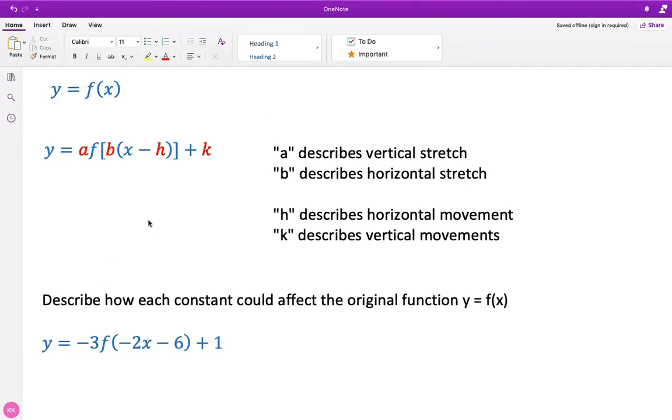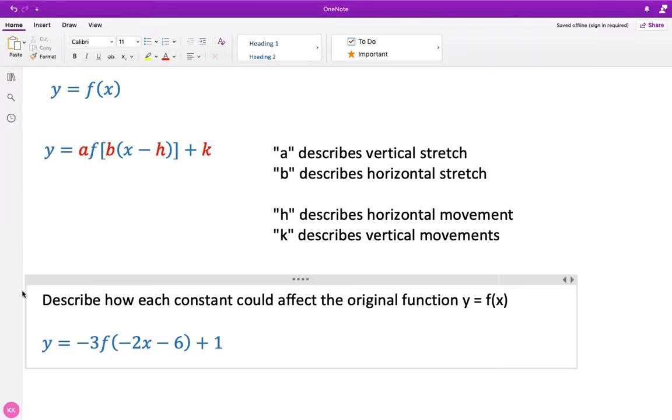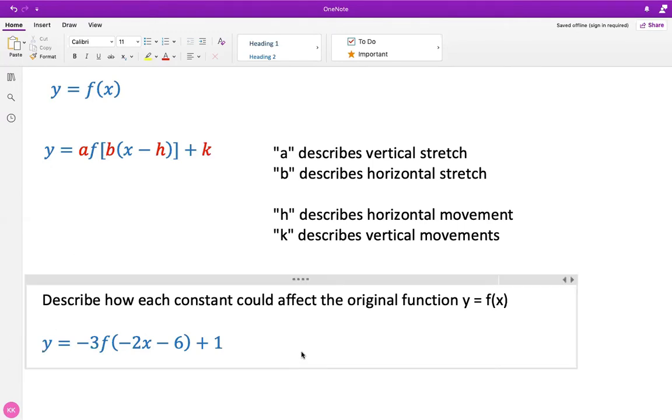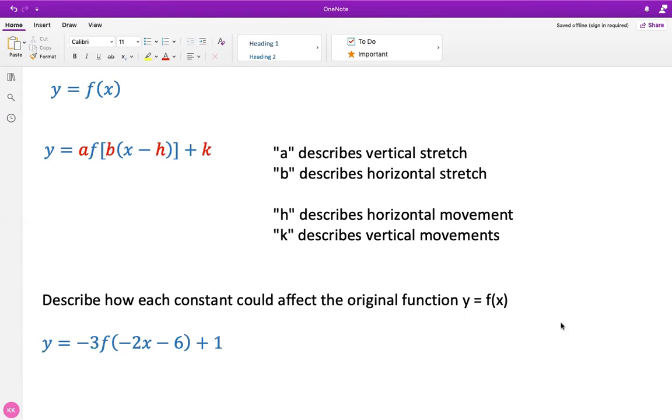Next I want to give you one practice problem, and I want you to practice describing how each constant here could affect the original function y equals f of x. I will give you some time to think about this question. Please pause the video, and make sure you try this out before you proceed watching this video.